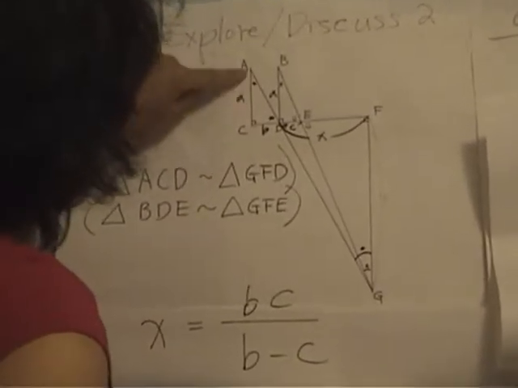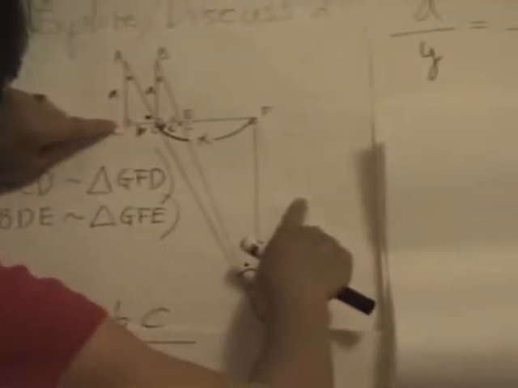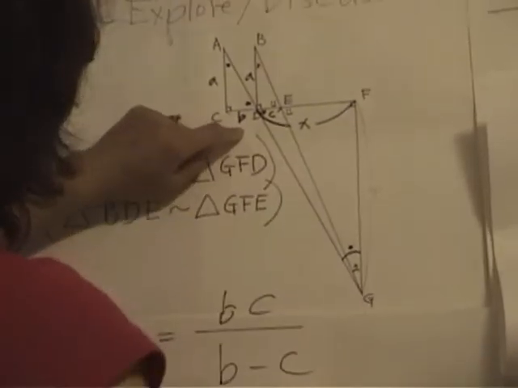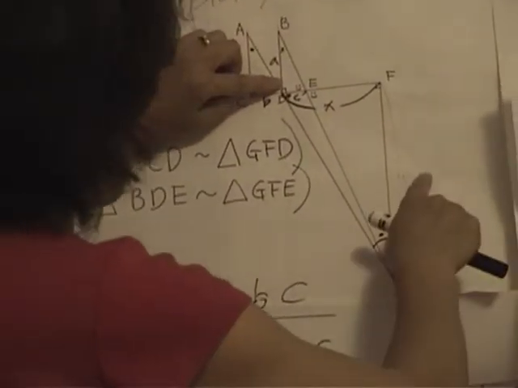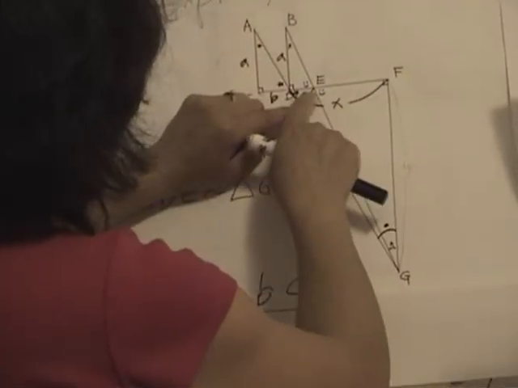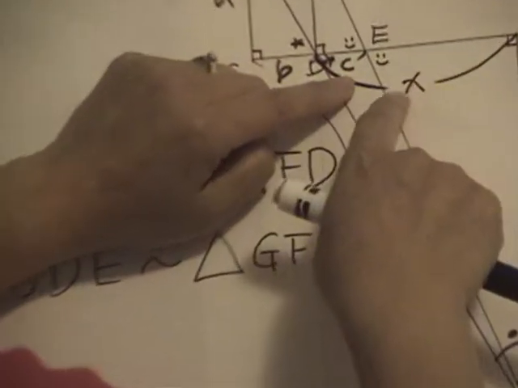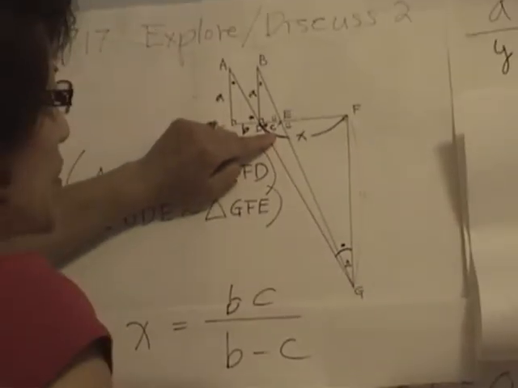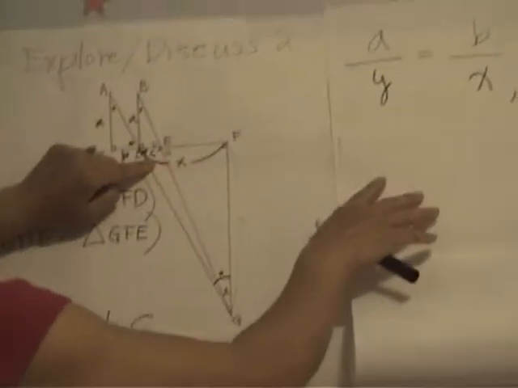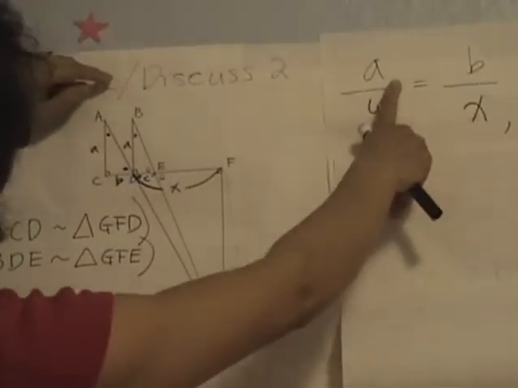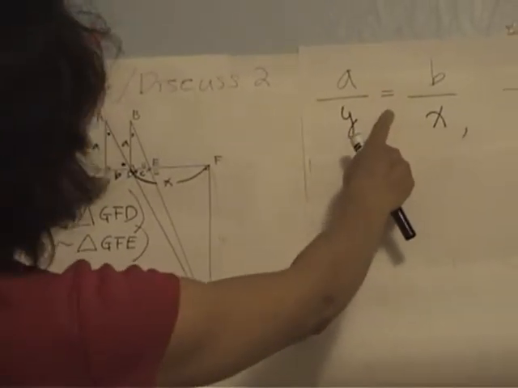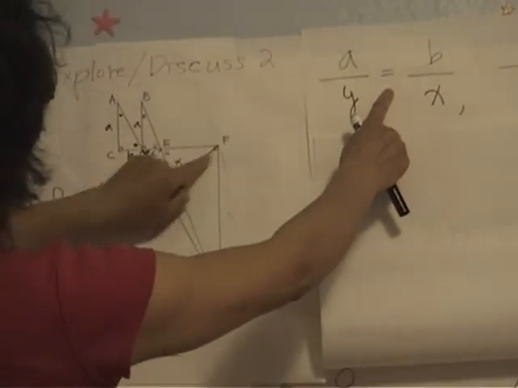So to A, the corresponding side is y. To B, corresponding side is x. To this A, corresponding side is y again. To this little c, corresponding side is x minus c. So by Euclid theorem, I come up with a over y is equal to b over x.